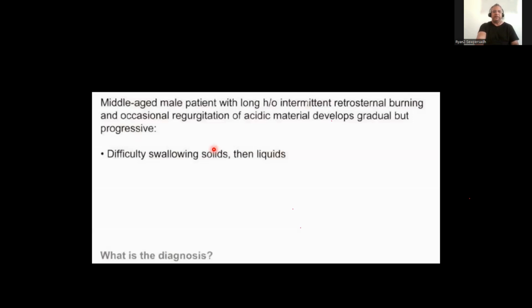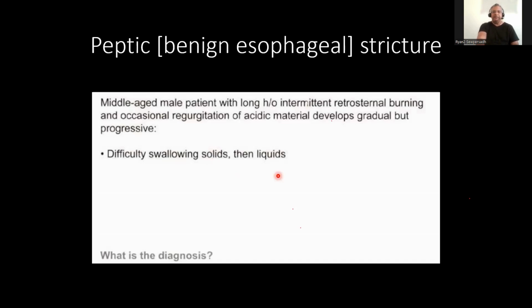All right. Middle-aged patient with a long history of intermittent retrosternal burning and occasional regurgitation of acid material develops gradual or progressive difficulty swallowing solids and then liquids. Okay, so this is most likely going to be peptic stricture. Okay, peptic benign esophageal stricture.